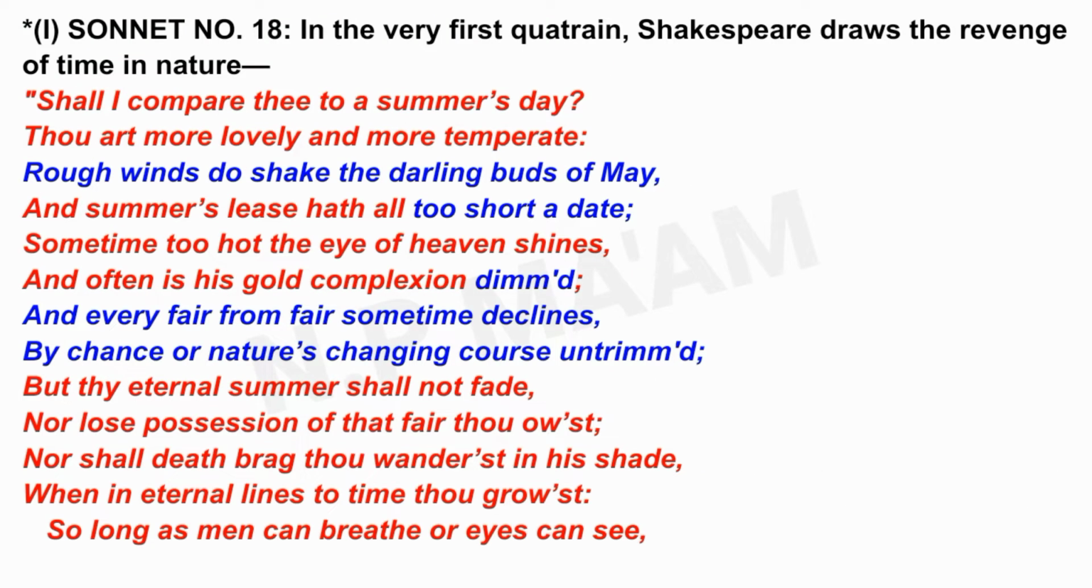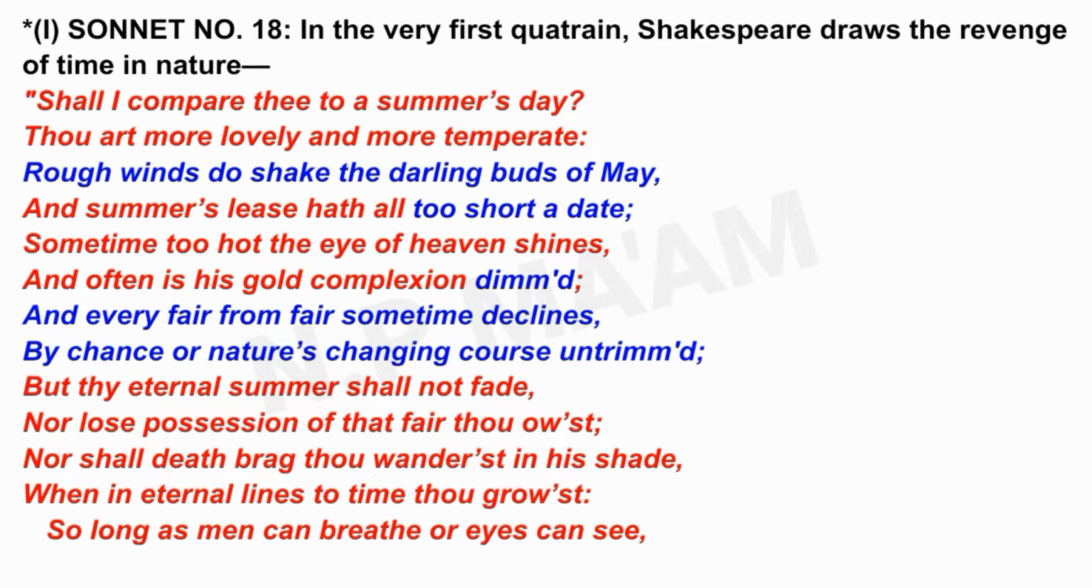Okay, so in the first quatrain, the third line is "Rough winds do shake the darling buds of May." Here you see the words "rough winds". This line itself suggests natural calamities or disaster. The rough winds mean a violent storm. By the violent storm, the darling buds of May are destroyed. Here, summer's beauty is short, imperfect, inconstant.